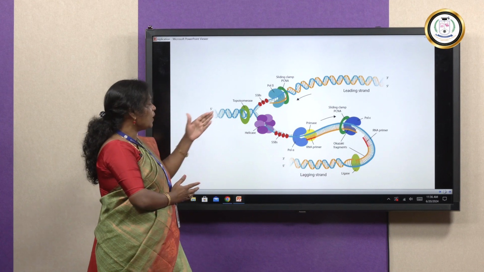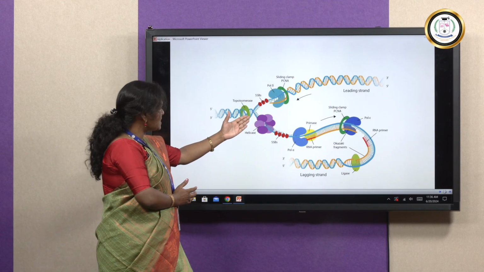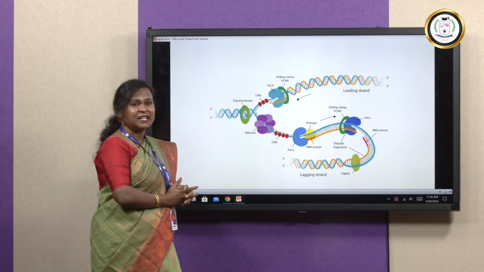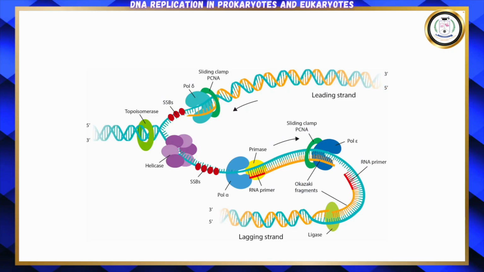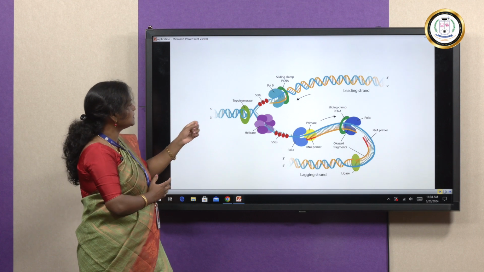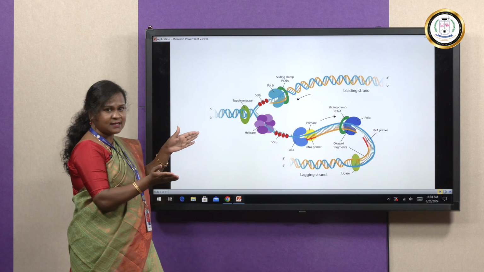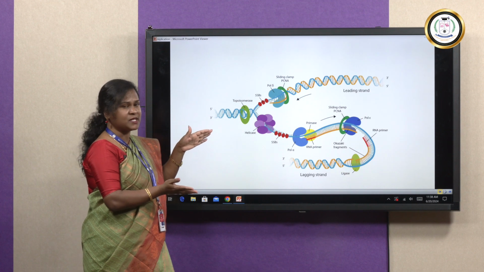And here, once it starts moving from the leading end towards the fork, there is always a tension which develops on the strand which is unopened. Therefore, topoisomerases are the enzymes which help in relieving the stress. And now what happens is, as it forms, it can keep on forming, as the DNA replication fork opens.